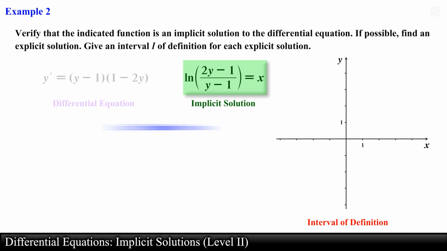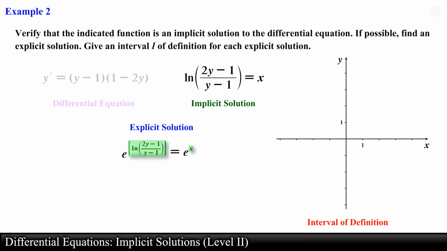So let's first see if we can find an explicit solution. Going back to the implicit solution, let's try to solve for y in terms of x. We can achieve this by first exponentiating both sides of the equation and using the number e as our base. Doing that, we obtain the following.